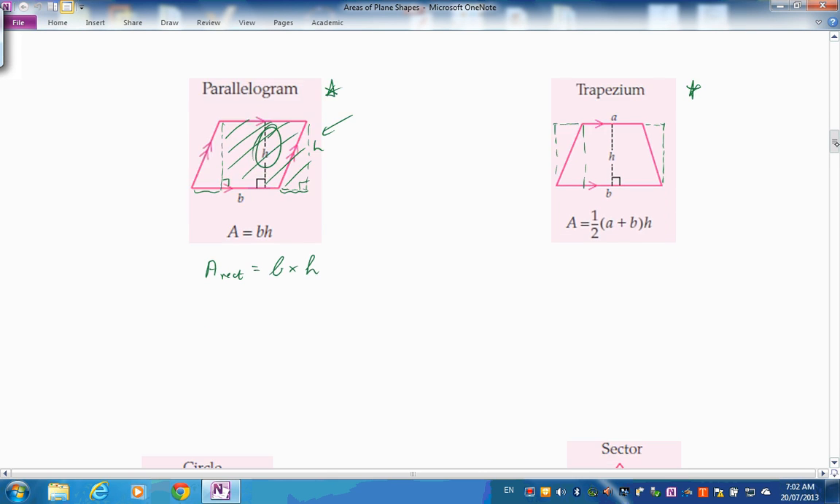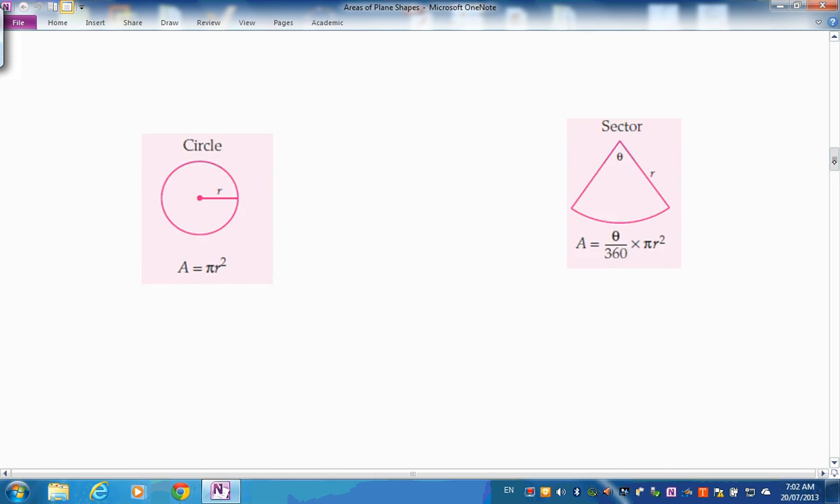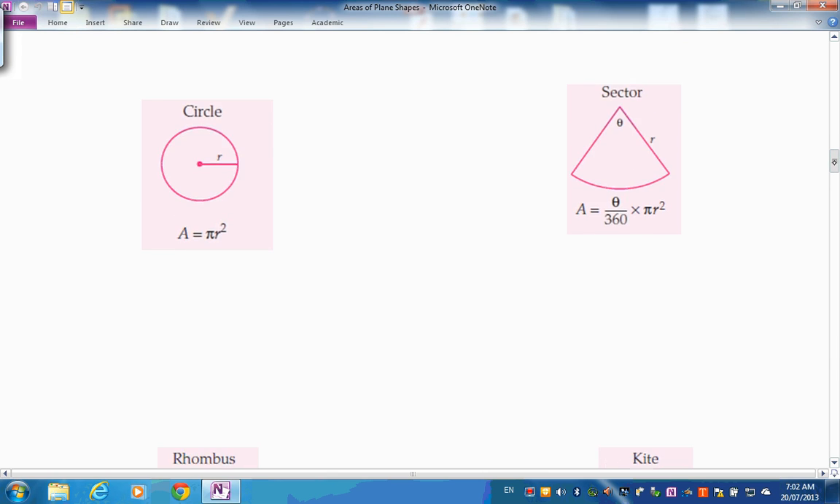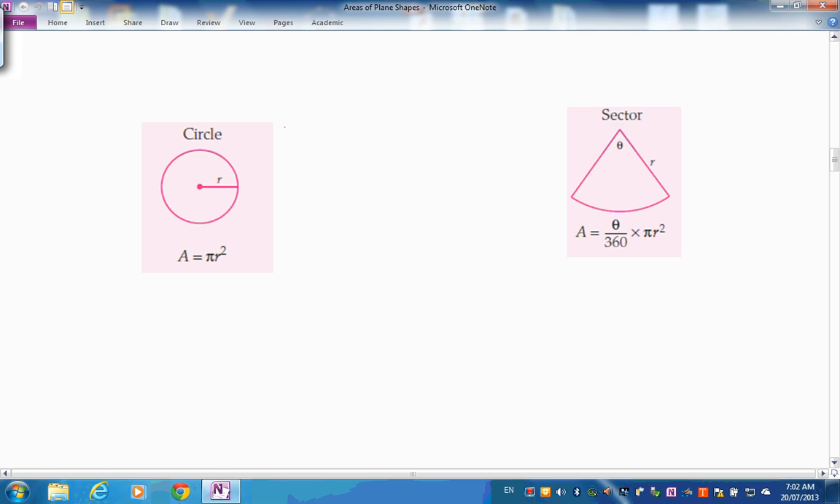Let's come down and have a look here at our circle and sector. Now, unfortunately, with the circle, I think you've probably seen this.